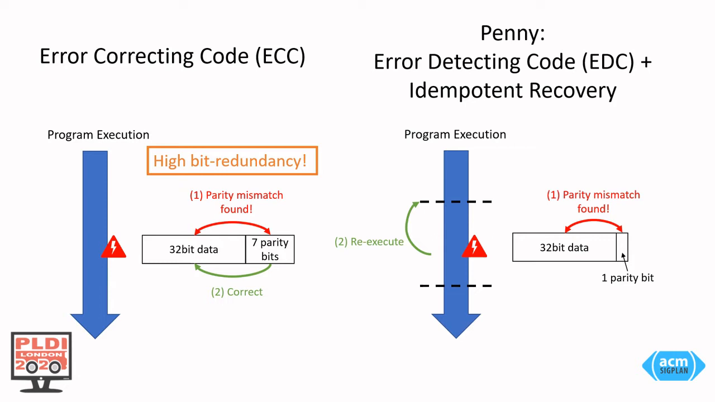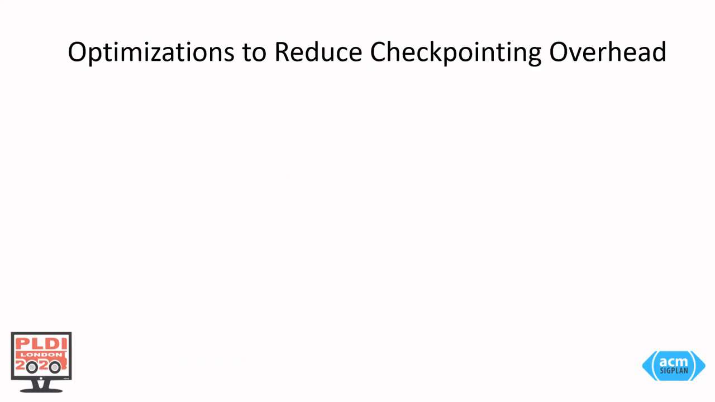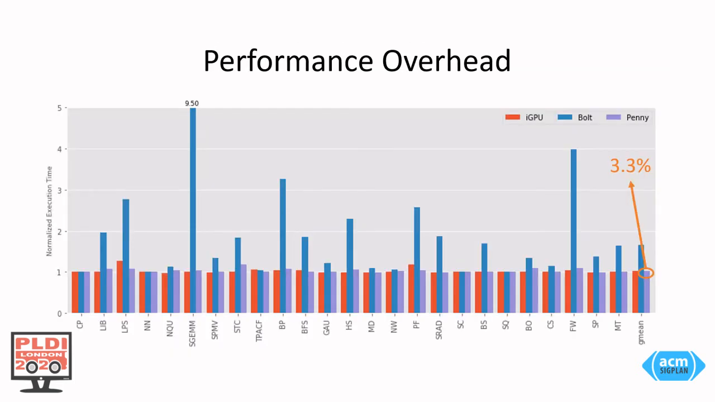A code is idempotent if it can be re-executed many times and still result in the same output. Penny shows a useful property of not requiring an error to be corrected before the region in which the error occurred ends, unlike previous idempotent recoveries. To mitigate the overhead of required checkpointing, we introduced several compiler optimizations, such as moving checkpoints out of the loop and pruning checkpoints that can be reconstructed at recovery. Thanks to the optimizations, Penny's performance overhead is only 3%.